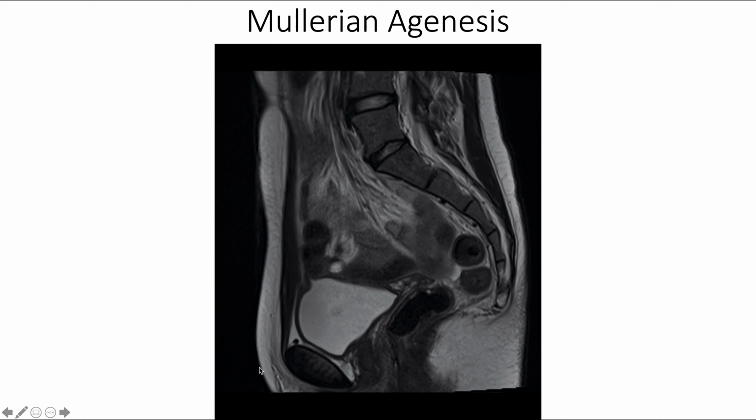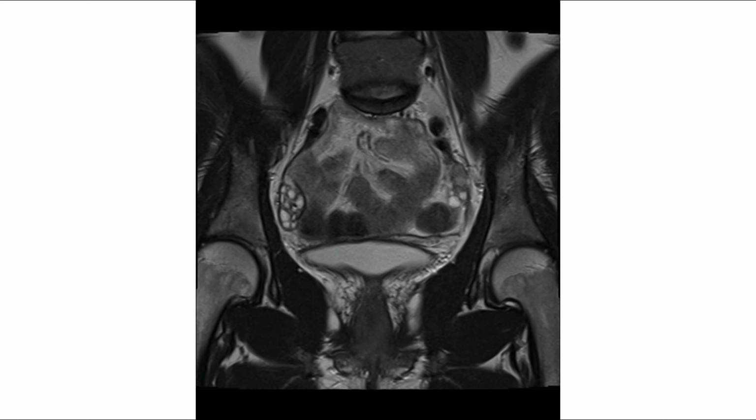This is a mid-sagittal section where we can see the pubic symphysis. We can appreciate the urinary bladder. And then the structure immediately posterior to it, although we expect a uterus, we'll find a rectum and obviously the missing Mullerian structures in this image.